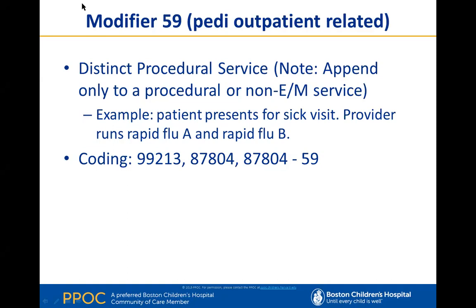In this example of where 59 would be appropriate, a patient presents for a sick visit, billed as a 213, and also runs a rapid flu A and B, which is code 87804, and the second unit of that is billed separately with the 59 modifier. So the question becomes, how the heck do you know when the 59 modifier is actually appropriate? The best way to find out is to check the Medicare NCCI, National Correct Coding Initiative, edits. Next slide, please.